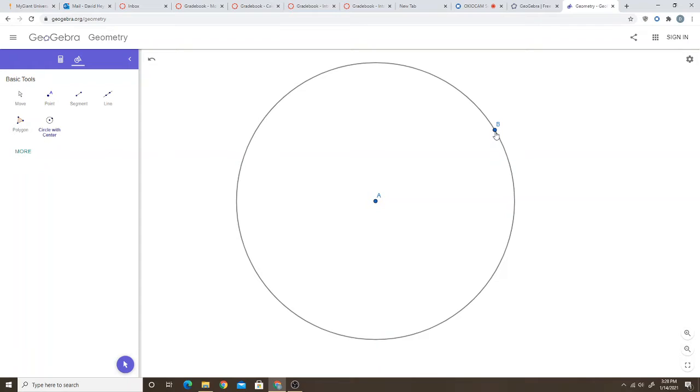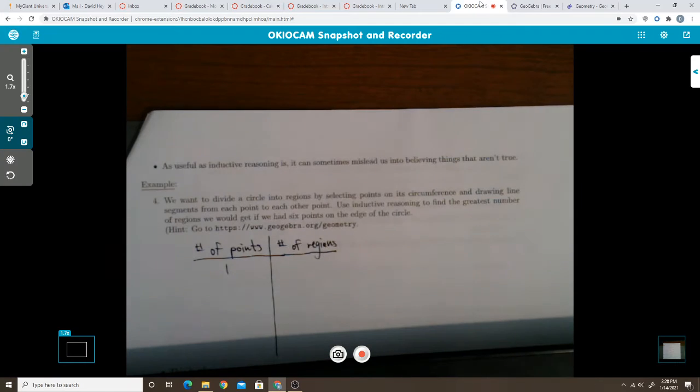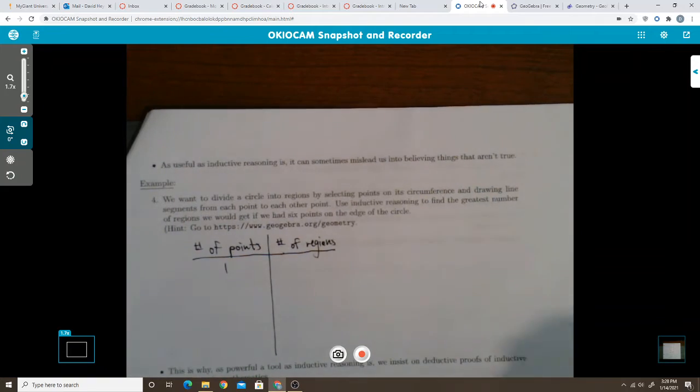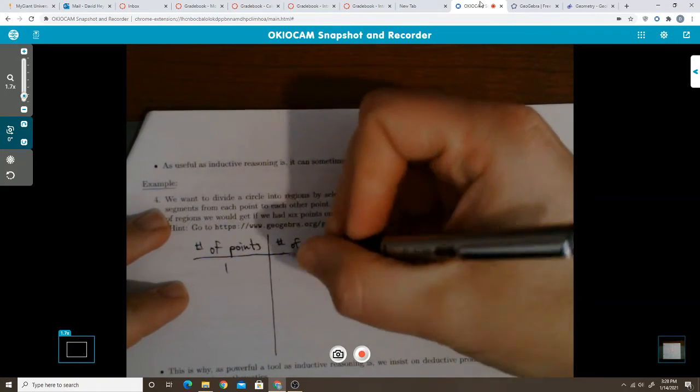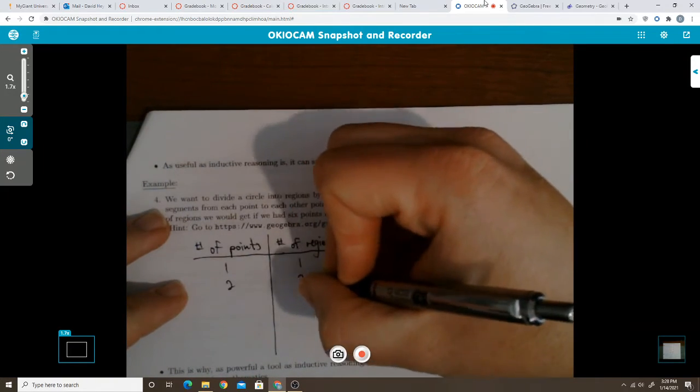Well, if I only have 1 point, then I only get 1 region, right? But let's say that I have 2 points. So let's put another point on there, like that one. And then we can join these two. Now, how many regions do I get? Well, I've split the circle into 2 regions, right? So let's go back to my paper here real quick. Right? So if we have 1 point, then we get 1 region. If we have 2 points, then we get 2 regions.